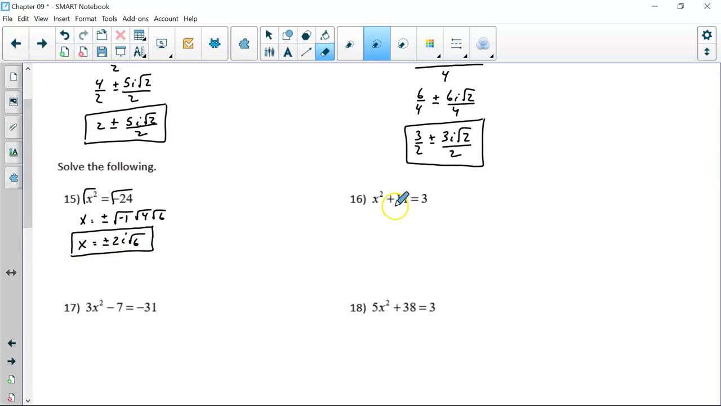Number 16, subtract 11 from both sides. x squared equals negative 8. Take the square root of both sides. x equals, 2 solutions are plus or minus. Now the square root of negative 8 is the square root of negative 1, square root of 4, square root of 2. So x equals plus or minus 2i root 2. And there's our answer.